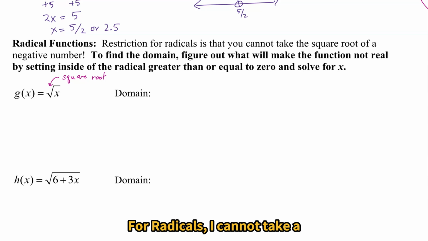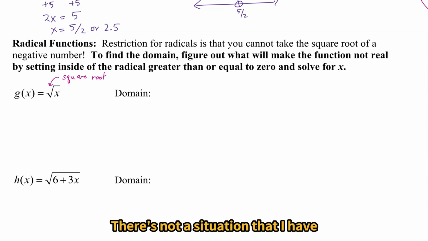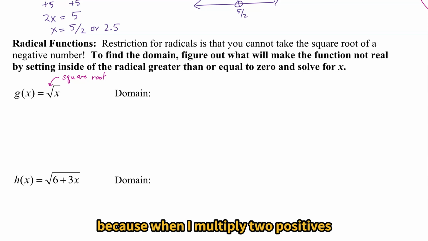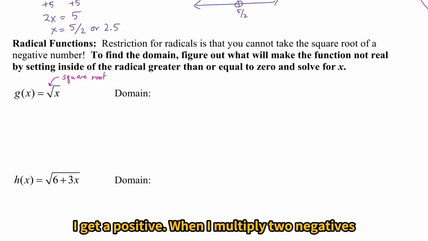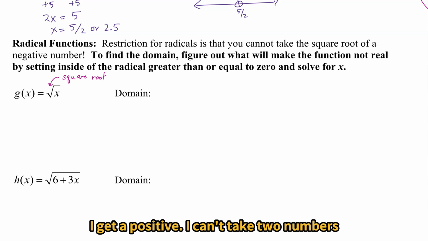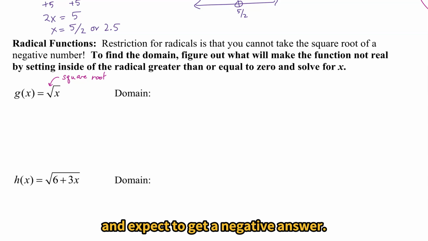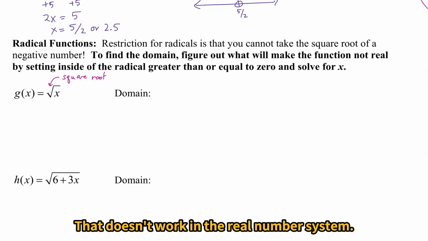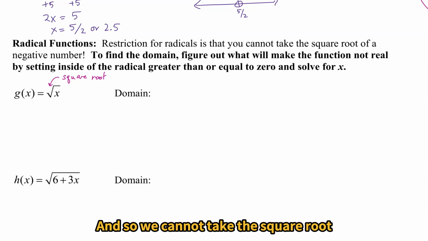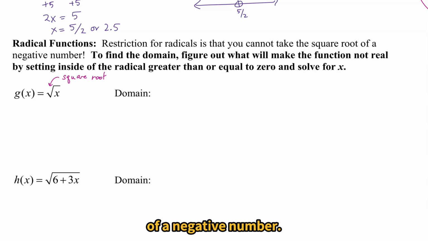For radicals, I cannot take a square root of a negative number. There's not a situation where I have two numbers multiplied together that give me a negative answer. Because when I multiply two positives, I get a positive. When I multiply two negatives, I get a positive. I can't take two numbers that are identical, multiply them together, and expect to get a negative answer. That doesn't work in the real number system. And so we cannot take the square root of a negative number.